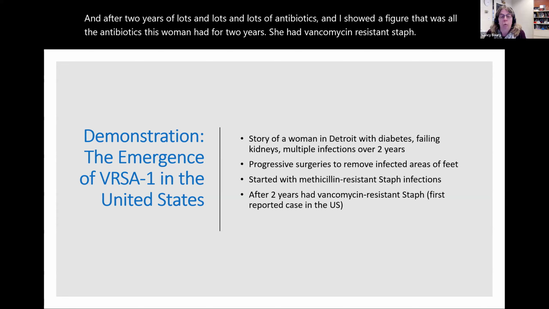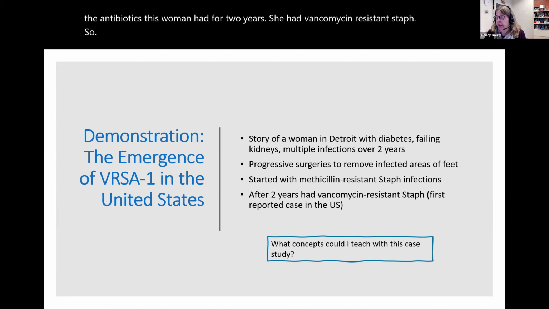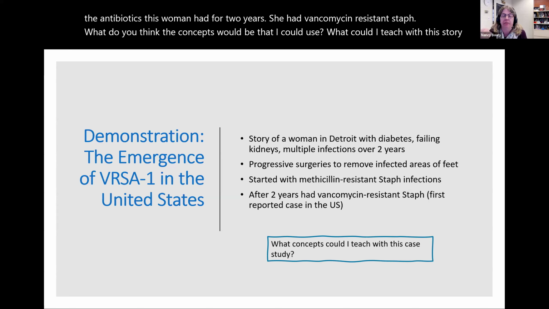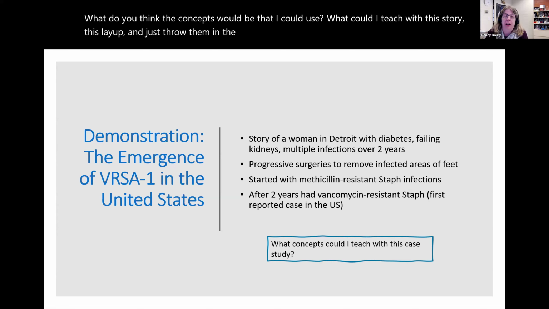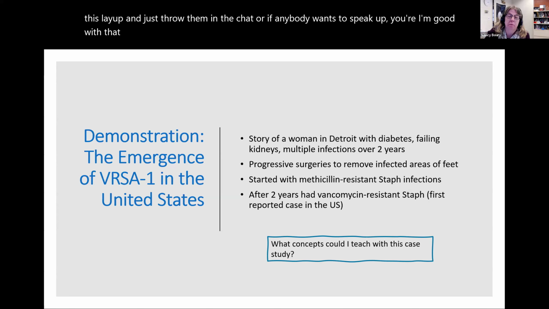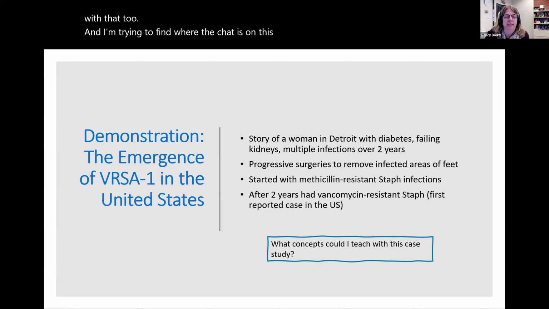So what do you think the concepts would be that I could use? What could I teach with this story, this layout? Just throw them in the chat, or if anybody wants to speak up, I'm good with that too. And I'm trying to find where the chat is on this. Okay, got it.